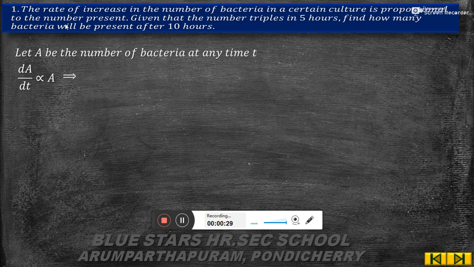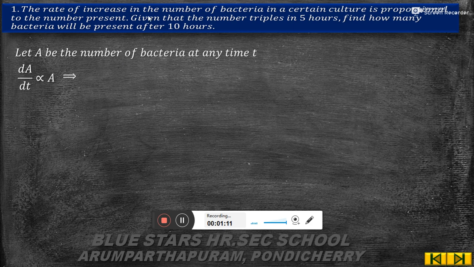Read the question. Here the rate of increase in the number of bacteria in a certain culture is proportional to the number present, given that the number triples in 5 hours. Find how many bacteria will be present after 10 hours. They ask how many bacteria are present after 10 hours.